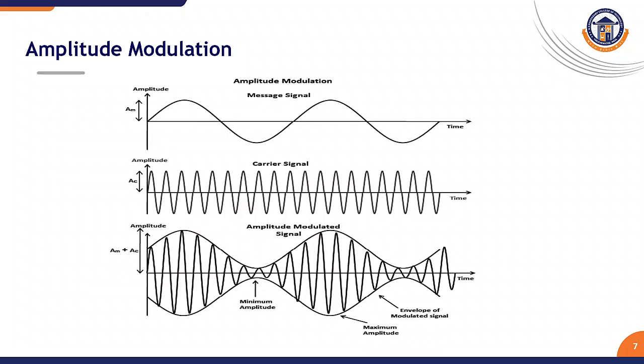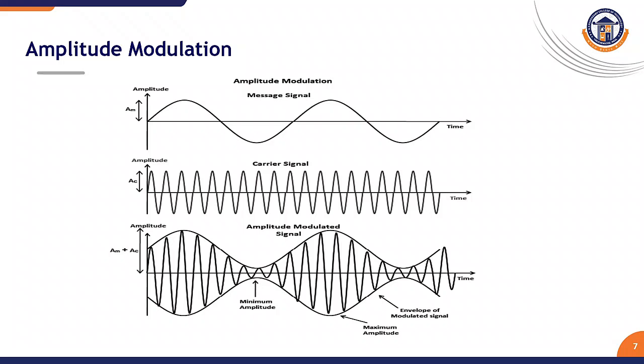So here is the waveform of the amplitude modulation technique. Here the amplitude of the high frequency carrier signal varies with respect to the amplitude of the message signal, in which the frequency and phase of the carrier remain constant.